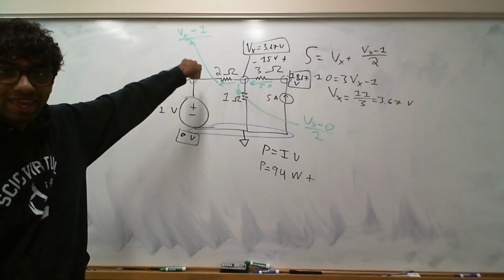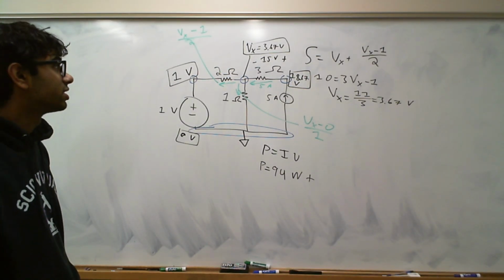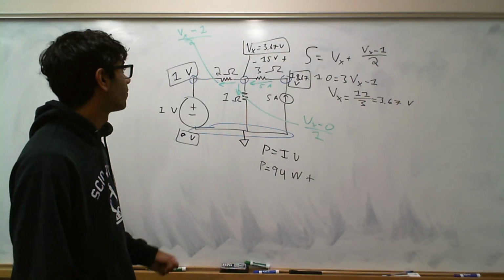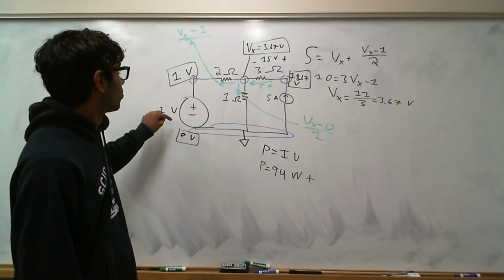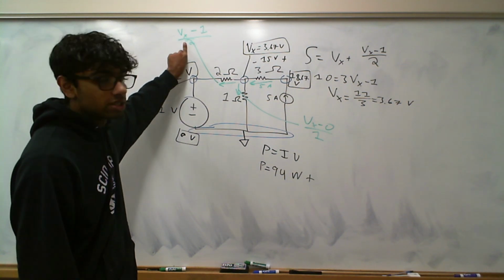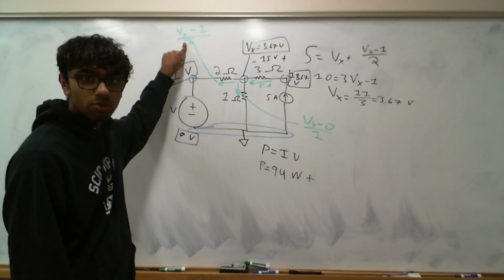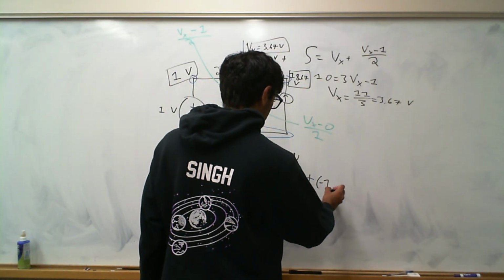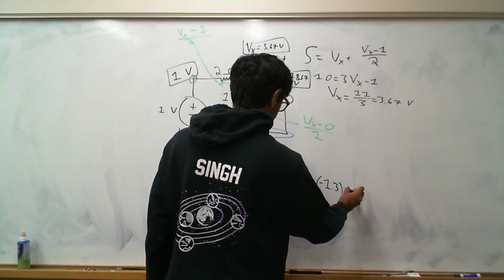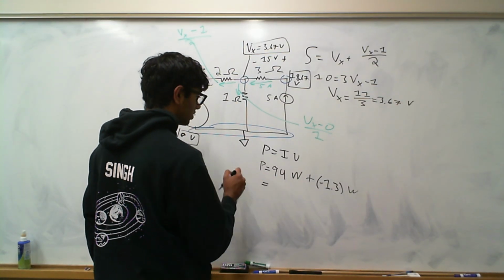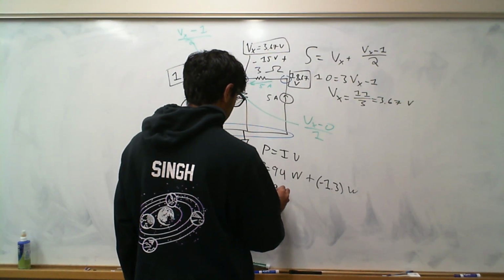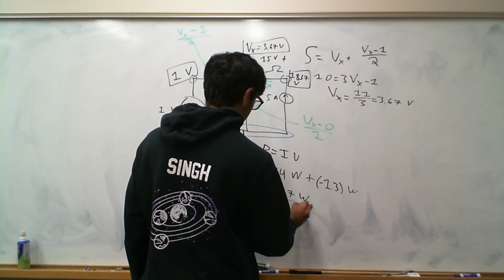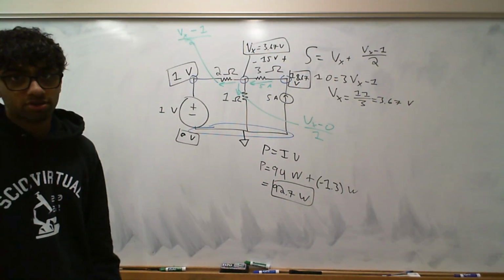Plus the power here, but the power here is going to be negative, okay? Because current is going into the positive terminal of the battery. So that means this battery actually absorbs power. It's going to absorb 1 volt times Vx minus 1 over 2, which is about 1.3. So plus negative 1.3 watts. So the total power supplied to the circuit is about 92.7 watts. And you should calculate the exact number, of course.